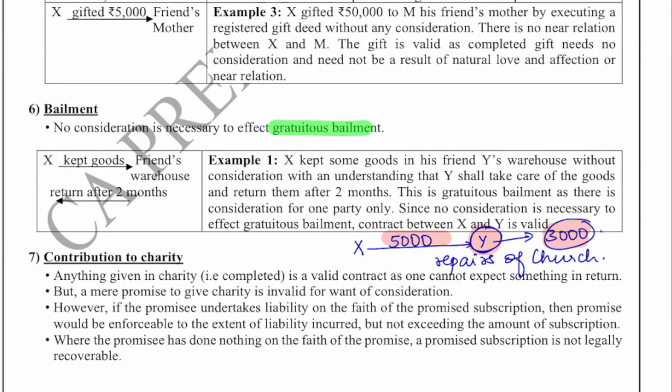If it is a gratuitous bailment, gratuitous means we are not expecting anything in return. In case of gratuitous bailment, it's valid even if there is no consideration. Like X kept goods in Y's warehouse, his friend's warehouse. He said, I will collect it in 2 months' time. X asked him, how much should I give you?